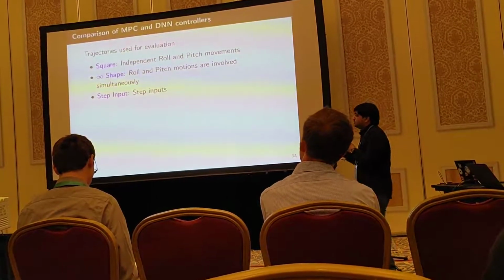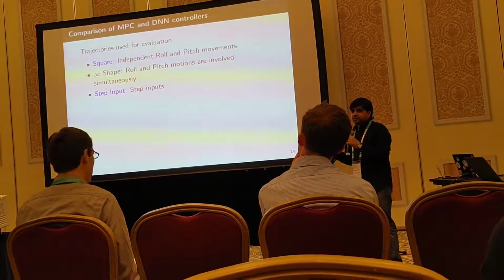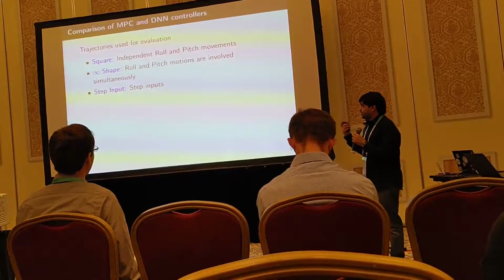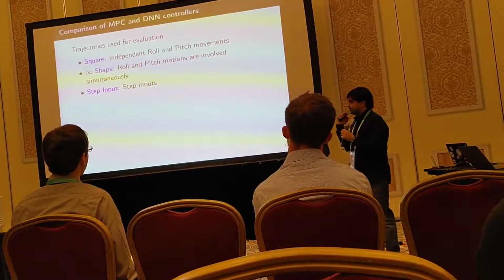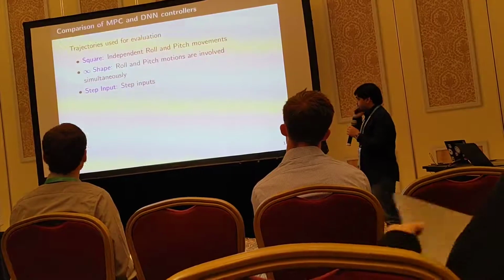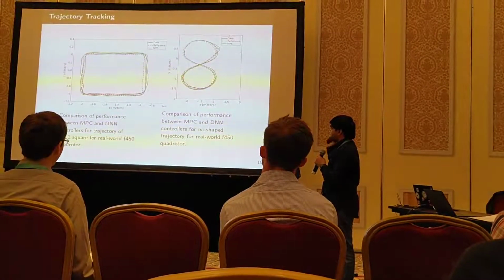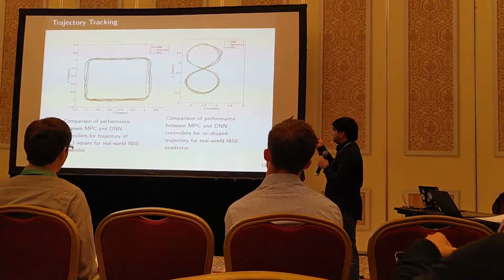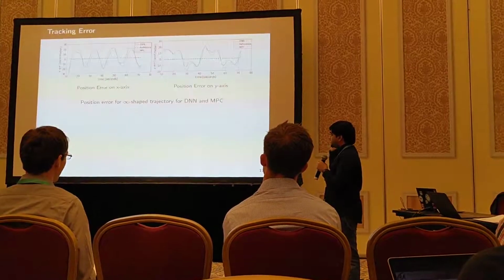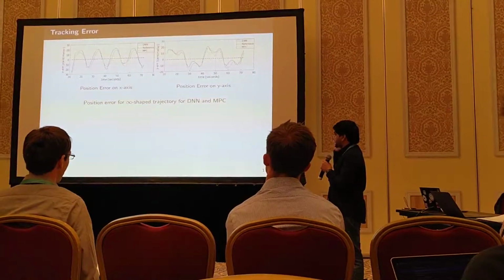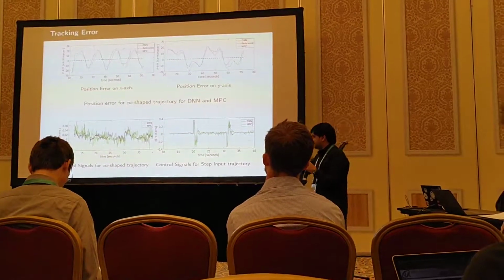We evaluate our results based on three trajectories: square shape, where we can independently measure the performance of roll and pitch; infinity shape, in which we can see that our network is able to achieve both of them together; and step inputs. So this is the performance of DNN and MPC. They are quite able to track the trajectory in a similar manner. For step input, the trajectory is also quite similar to MPC. These are the controls that are generated by DNN and MPC.